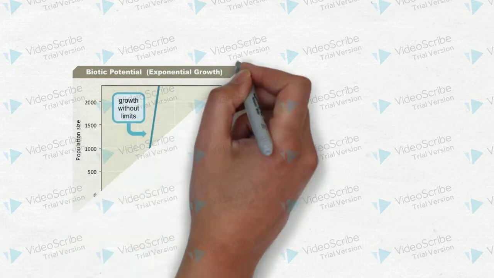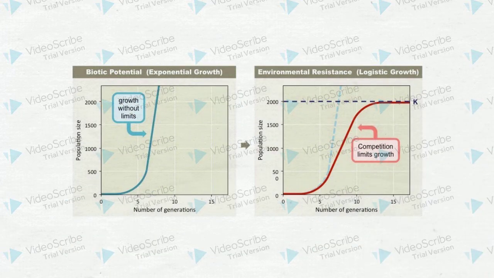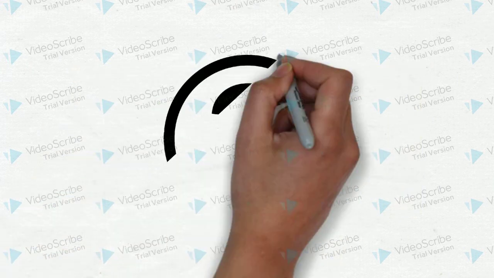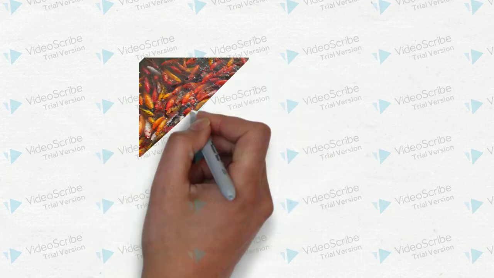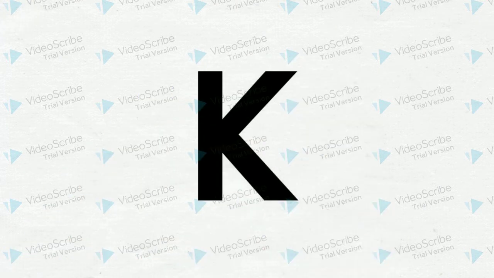Next is logistic growth. Population growth slows as a population reaches the carrying capacity of the environment. What is carrying capacity? The carrying capacity is the maximum number of a species that can be sustainably supported by the environment. Carrying capacity is represented by the letter K.